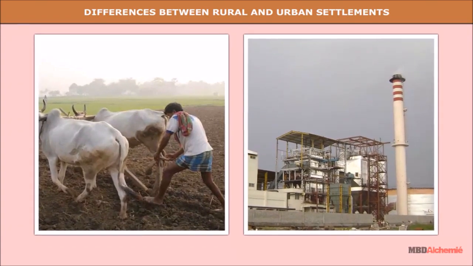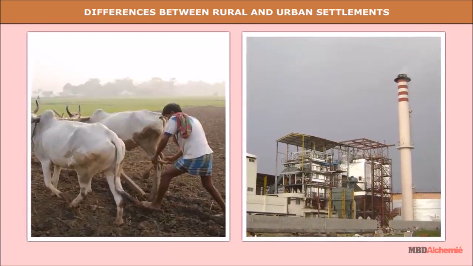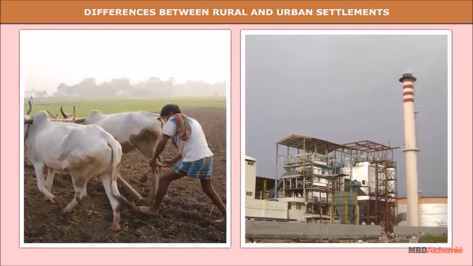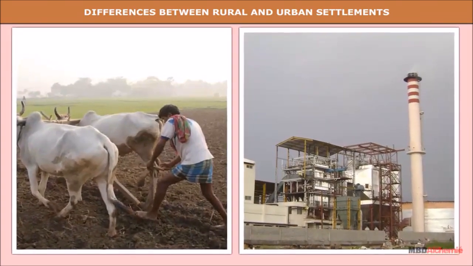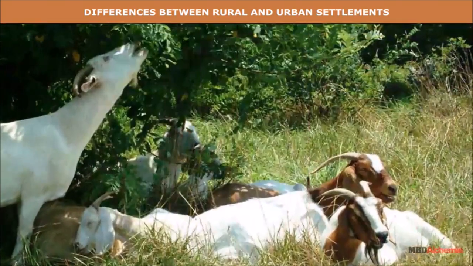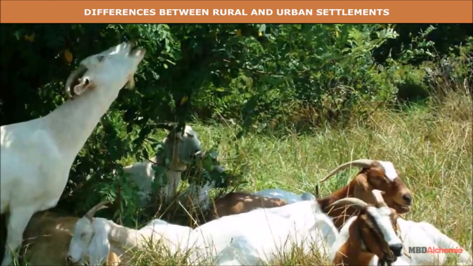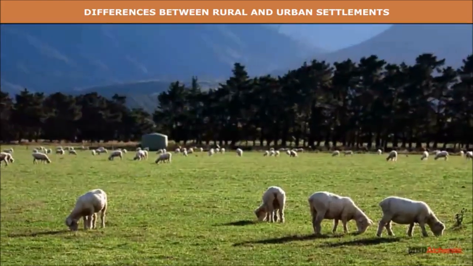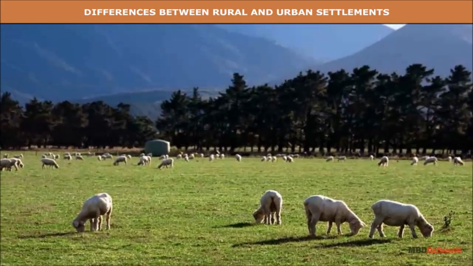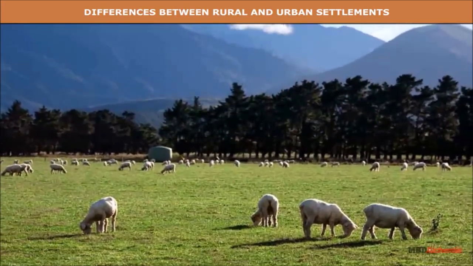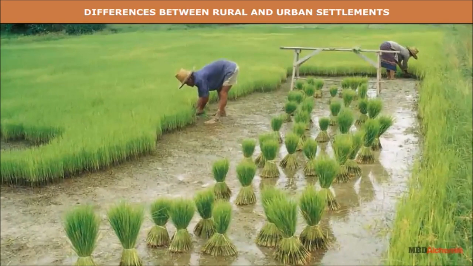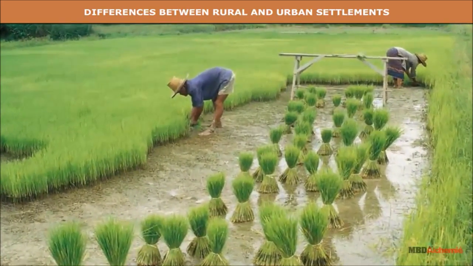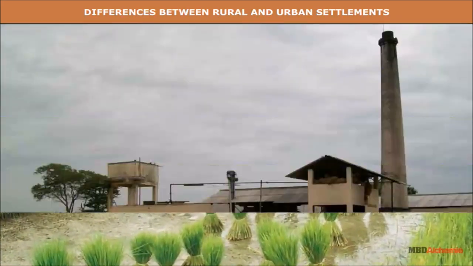Differences between rural and urban settlements. The main differences between rural and urban settlements are as follows. The rural settlements acquire their life support or basic economic needs from land-based primary economic activities, whereas urban settlements depend on processing of raw materials and manufacturing of finished goods and a variety of services.